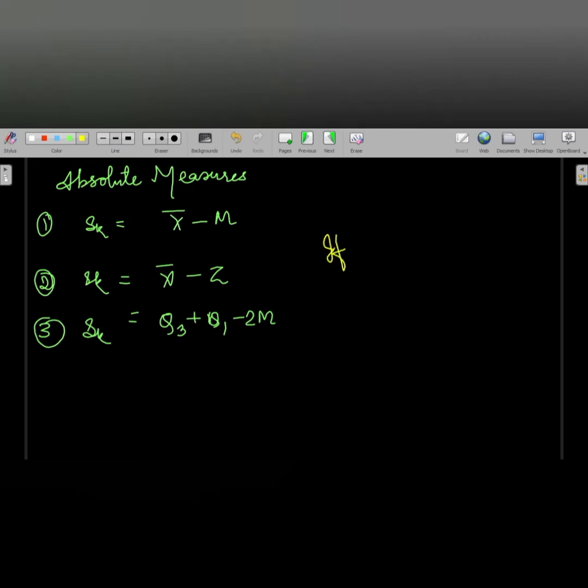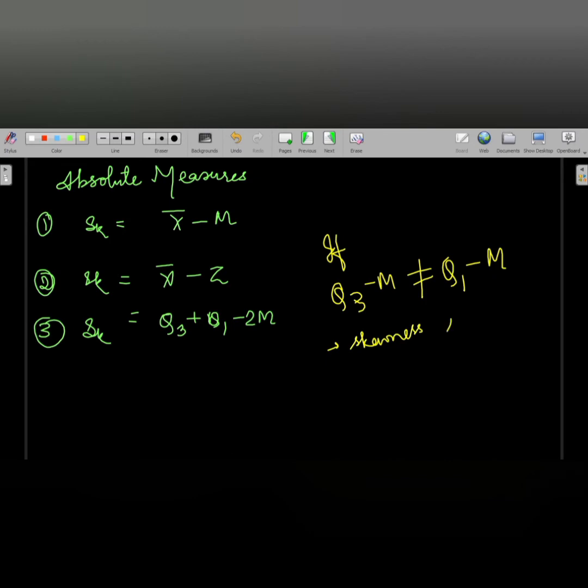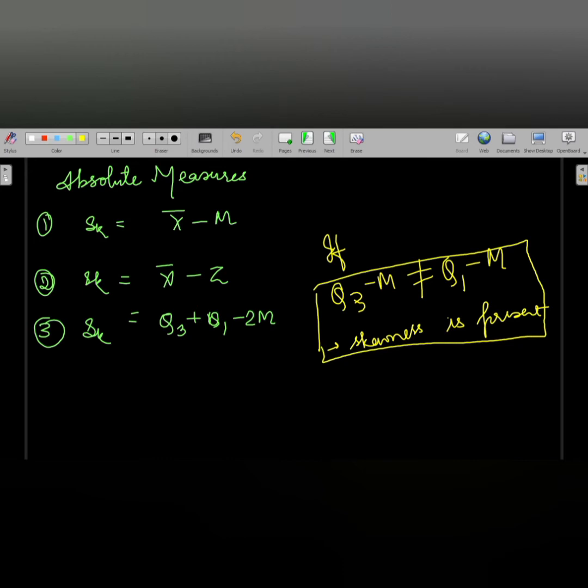Now let me tell you one thing. If Q3 minus M is not equal to Q1 minus M, then we can say that skewness is present. Clear? This is a very important term. If Q3 minus median is not equal to Q1 minus median, then we can say that skewness is present over there. Clear?